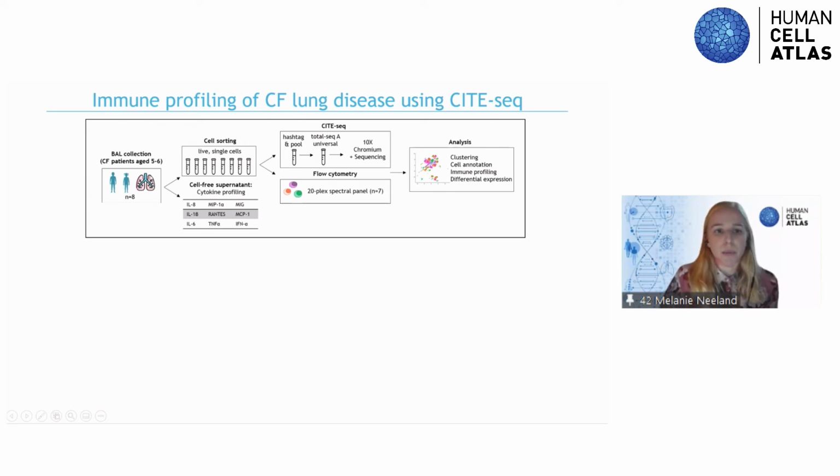In this experiment, the samples were cryopreserved and then thawed on the same day, and then they underwent live single-cell sorting, and then they were hashtagged and pooled and stained with the TotalSeq-A human universal cocktail from BioLegend, which contains 154 immune-related proteins. Then they underwent 10x Chromium capture and sequencing at the Single Cell Open Research Endeavour at WEHI. In 7 of the 8 samples, we were also able to perform matched flow cytometry analysis using the spectral panel that I described earlier.